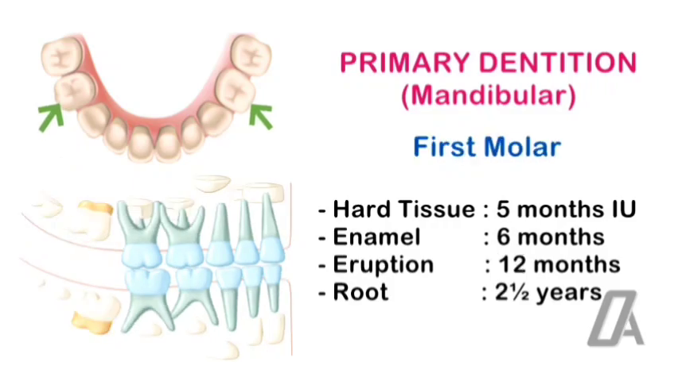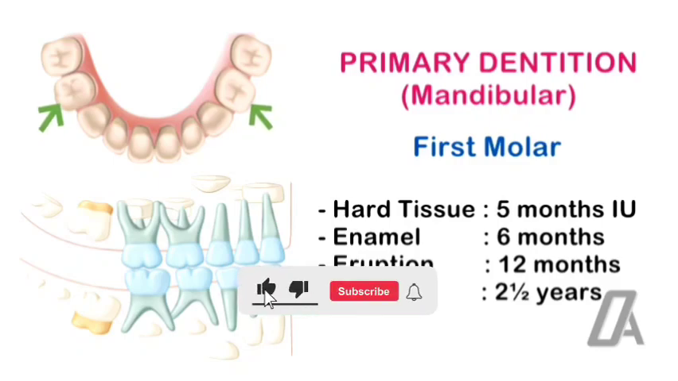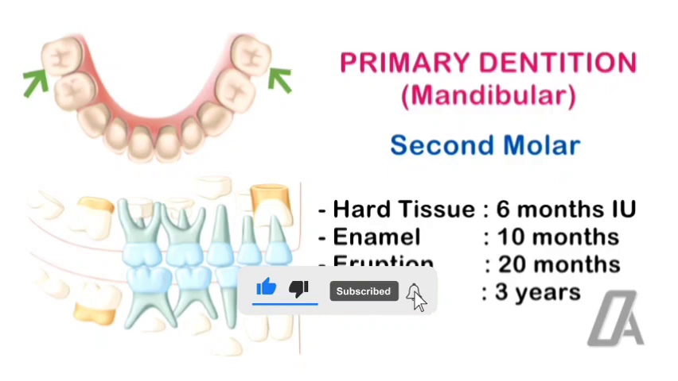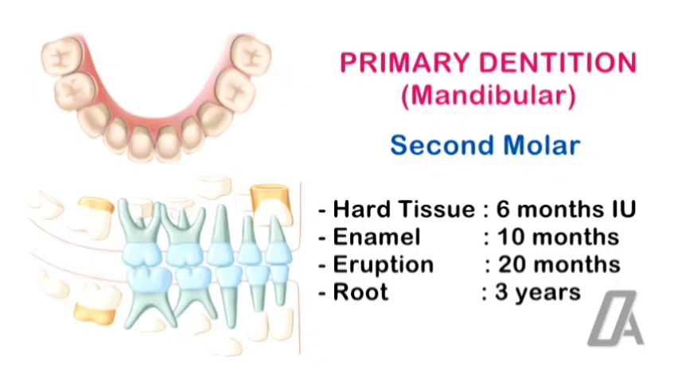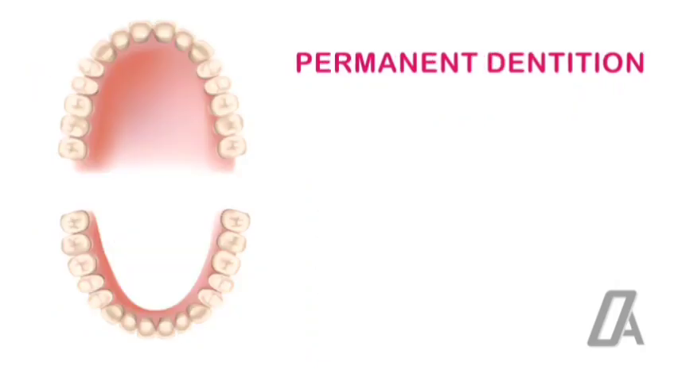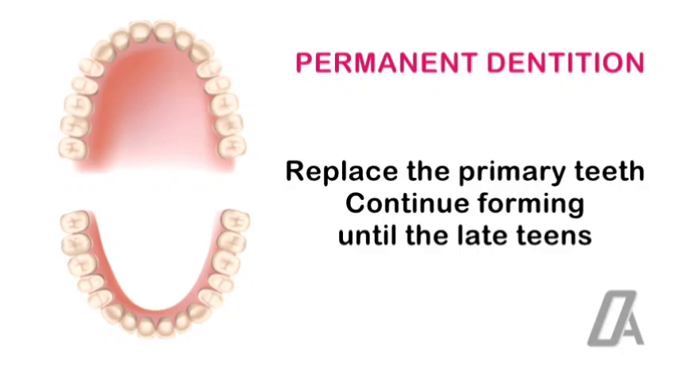The first molar starts at 5 months in utero, enamel completes at 6 months, erupts at 12 months, and roots finish by 2.5 years. The second molar starts at 6 months in utero, enamel completes at 10 months, erupts at 20 months, and roots complete by 3 years. Permanent dentition. Permanent teeth replace the primary ones and continue forming until the late teens.